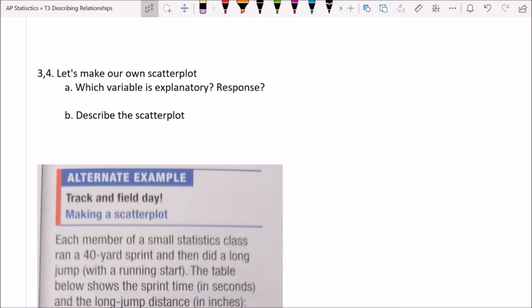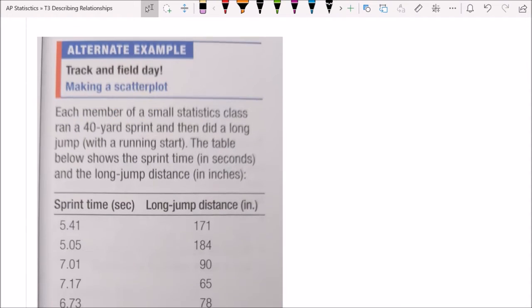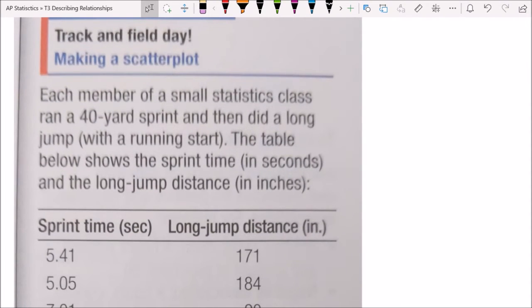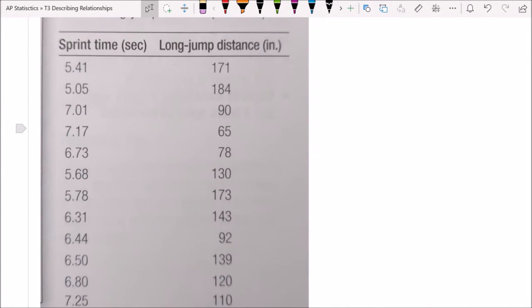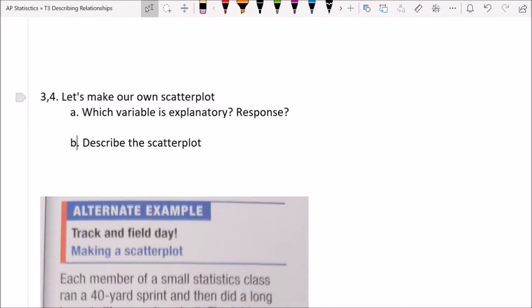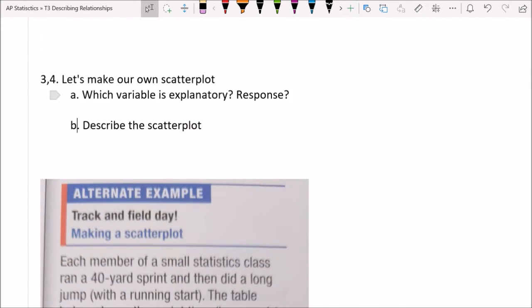All right, now let's learn how to make a scatter plot on the calculator. So we'll deal with the questions up above in a minute, but let's go down and read the context. Each member of a small statistics class ran a 40-yard sprint, then did a long jump with a running start. The table below shows the sprint time in seconds and the long jump distance in inches. And so here are the data. We're going to make a scatter plot of the data, and the objective here is I want to make sure you know how to do that in your calculator. So up above, we want to say which variable is explanatory and which one is response. Are we manipulating one and measuring the other?